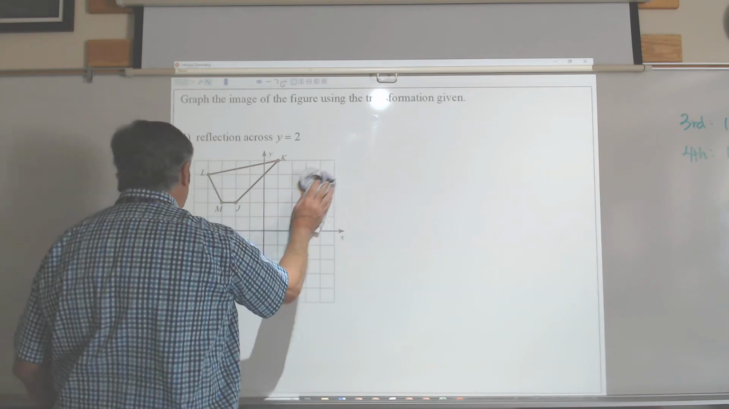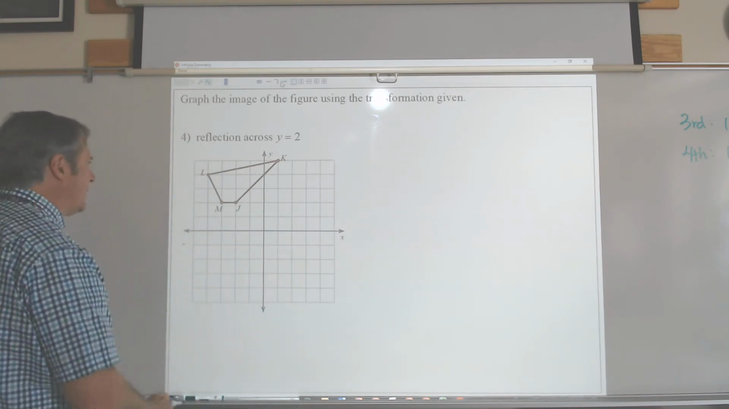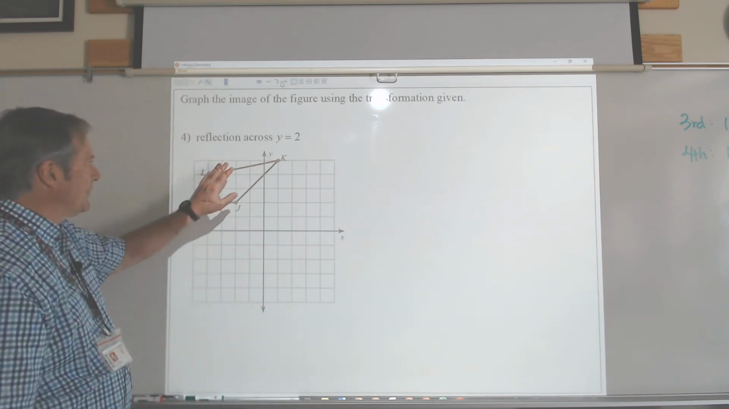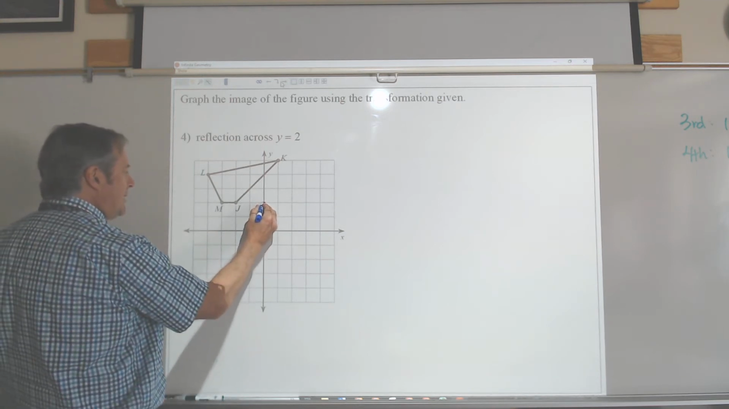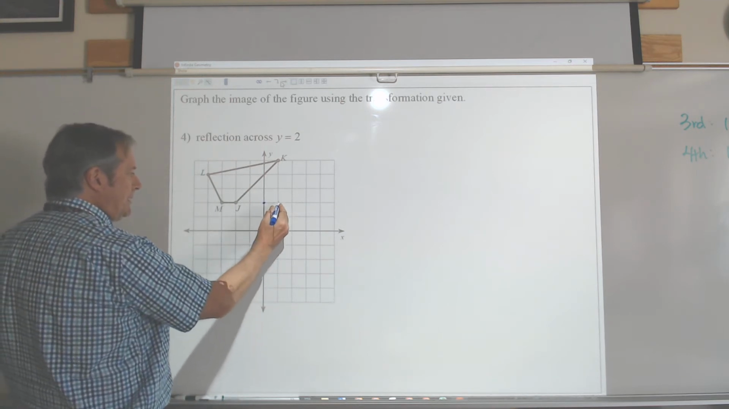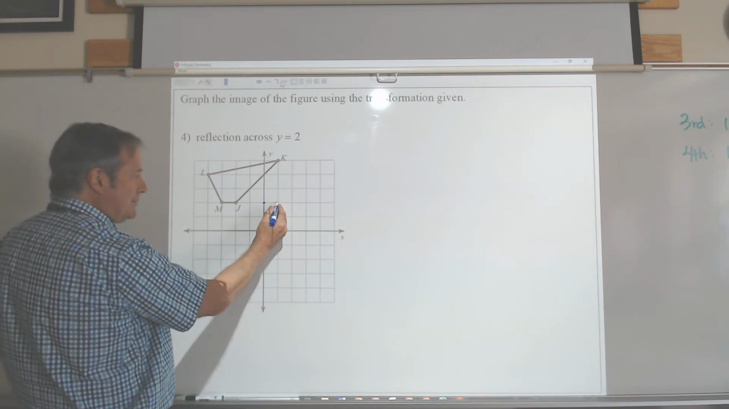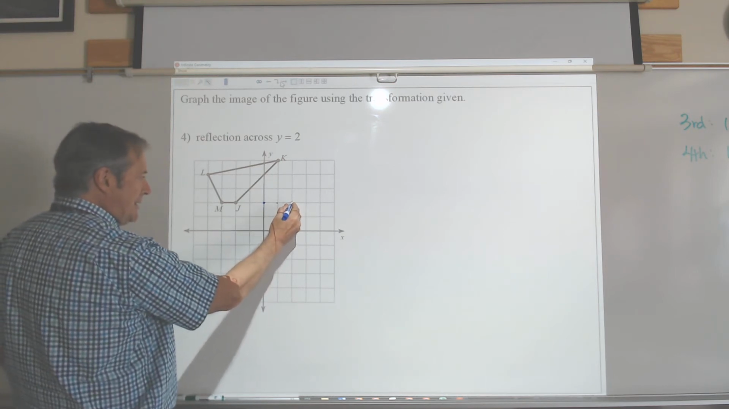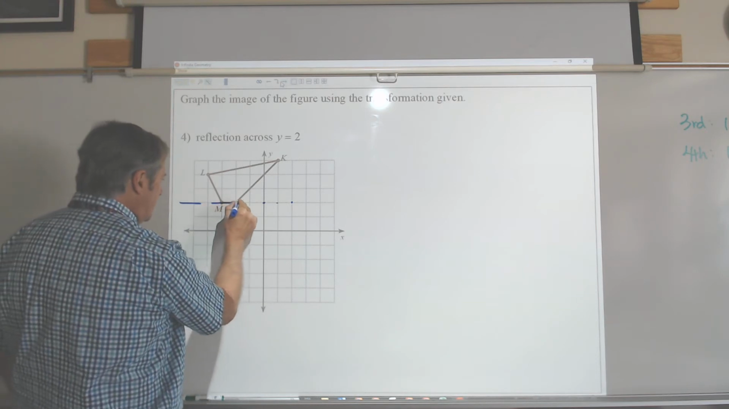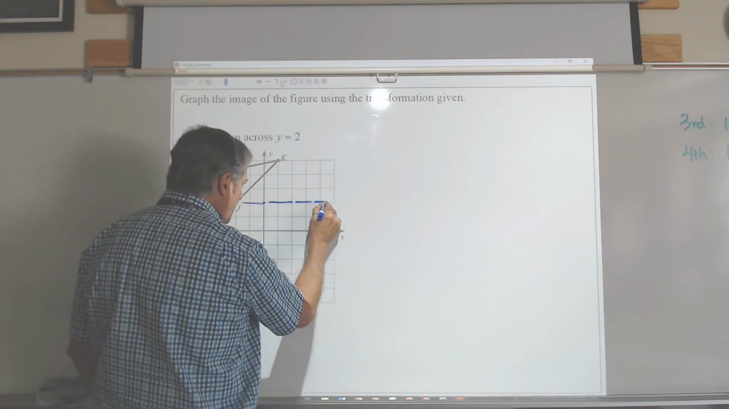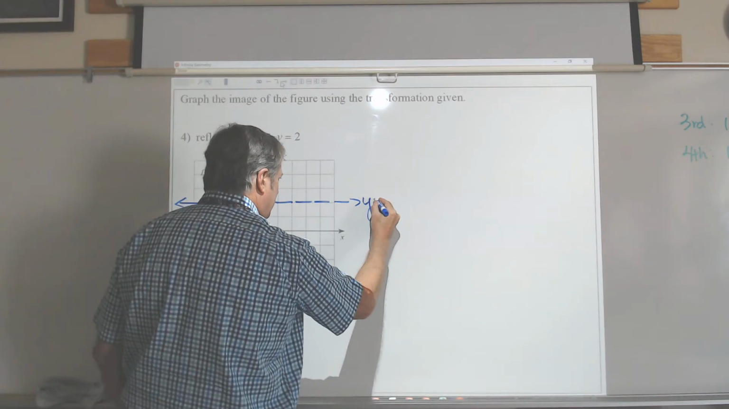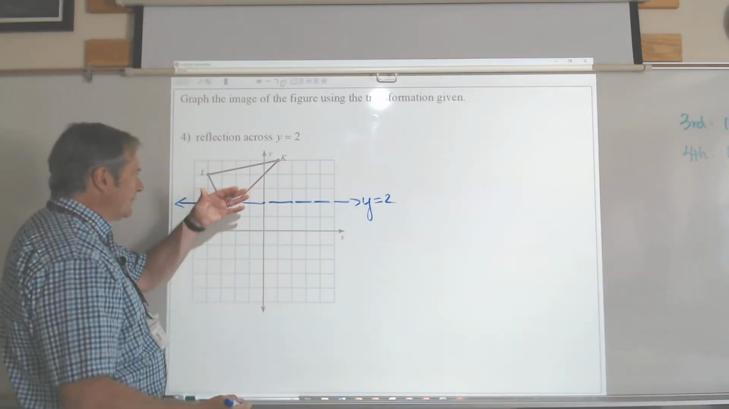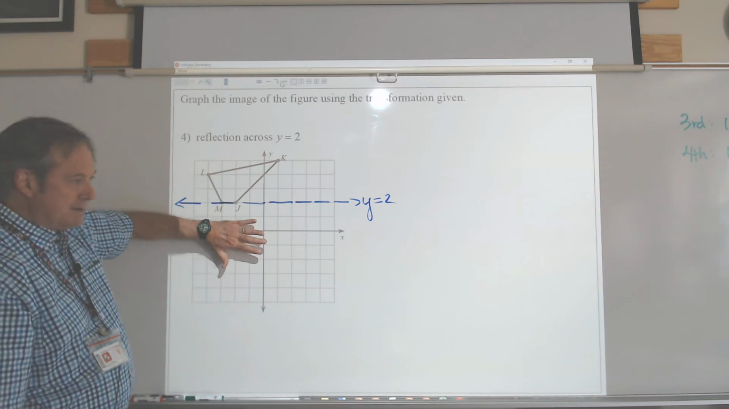All righty. This four-sided figure is going to reflect across the line y equals 2. Well, where is y equals 2? It's right there, isn't it? Is that where y is 2? Sure. So in other words, this is the y equals 2 line, and we're going to flip this figure over it.